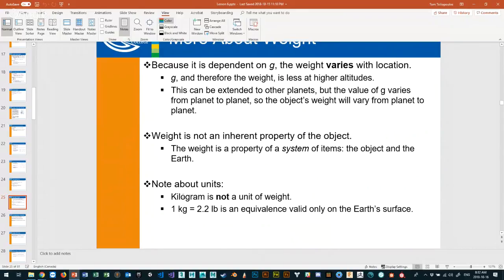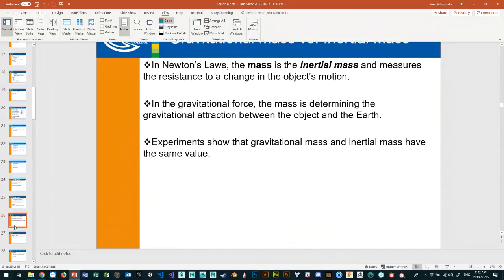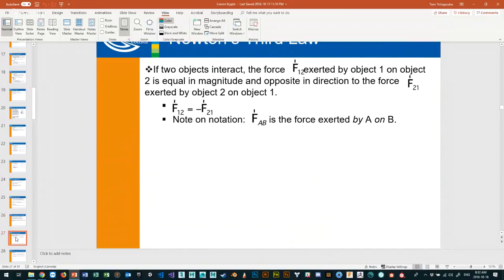One thing to note is more about units. Kilogram is not a unit of weight, but rather a unit of mass. So how many grams of matter do we have inside of an object? The stuff of the universe is what I like to say, right? Which we talked about earlier. I'm going to keep going.